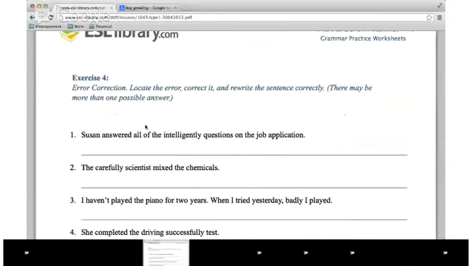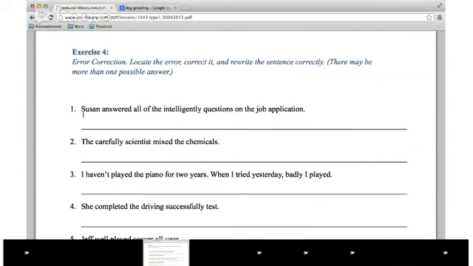Okay. So this is error correction. Locate the error, correct it, and then we're going to say how we need to correct this. So Ahmed, let me have you read number 1. Tell me what the error is and how we need to correct that, please. Susan answered all of the intelligently questions on the job application.